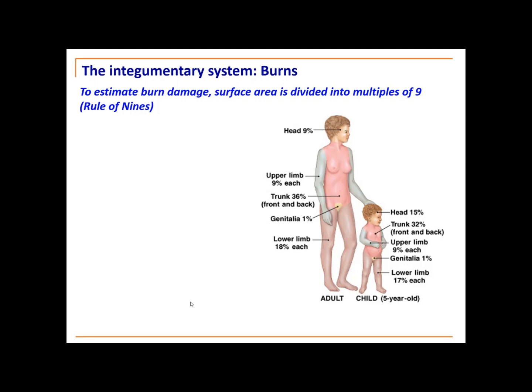And you can estimate burn damage, and there are a variety of ways to do this, but a simple way that has been developed is looking at the surface area being divided into multiples of 9, or the rule of 9s. And so you can see with this, the head contributes 9%, each upper limb 9%, lower limb 18%, so 2 lots of 9. You've got your trunk, which is 36%, so 4 lots of 9. And so you can see how it's broken down into those rules of 9.